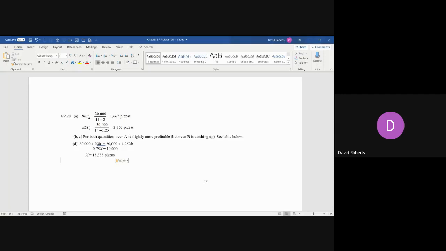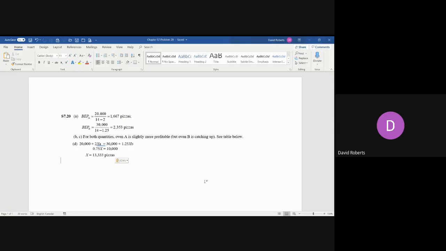Oven B has a higher fixed cost, but it's also less expensive to operate. So you take the 30,000 fixed cost divided by the $14 minus the $1.25, and you start to make money at 2,353 pizzas. So A is superior to B with regards to the fact that you start making money sooner.